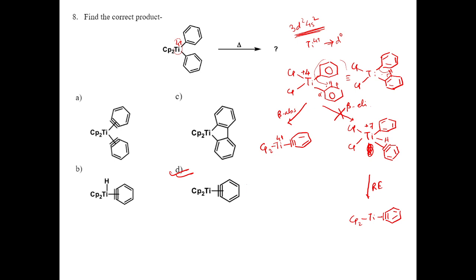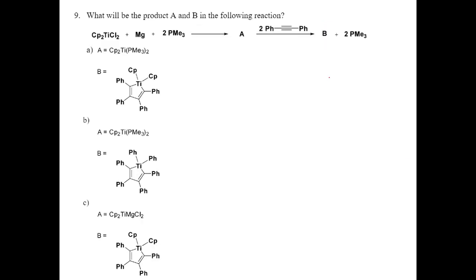Do you have any confusion? Is it okay? And as a byproduct, what is forming? Benzene is forming, because if it does the beta abstraction reaction, this phenyl group is actually taking out this proton, and then the formation of benzene is happening here. Then going to the next question. We have 10 questions over here, so this is the next question.